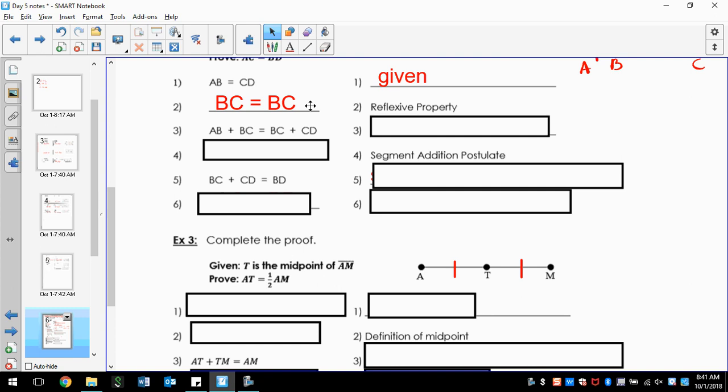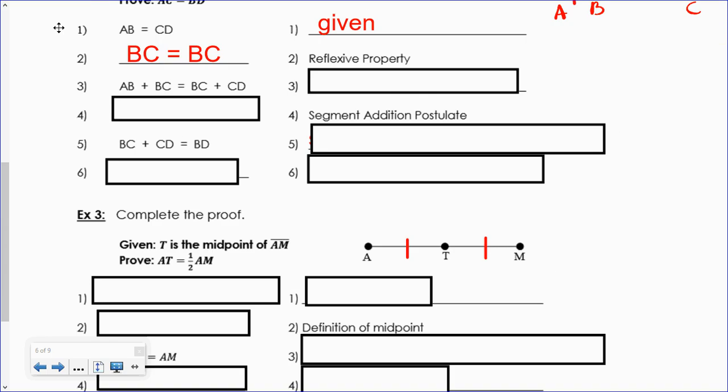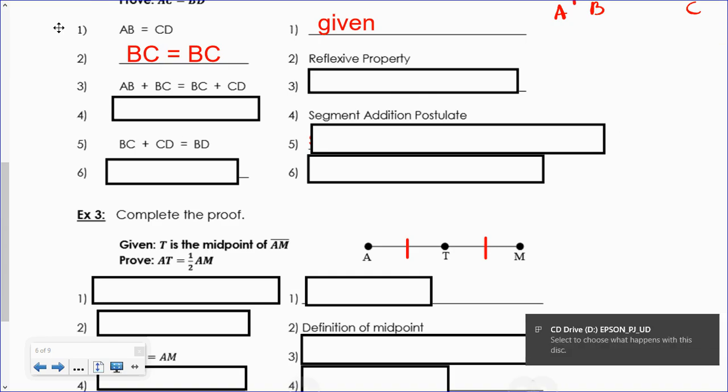Right, BC is equal to BC. You saw that in the picture, they're congruent to each other, and that is by the reflexive property. You guys do need to know that, because remember, some proofs will be completely fill in the blank. So you need to know that when you say that something's equal to itself, it's the reflexive property.